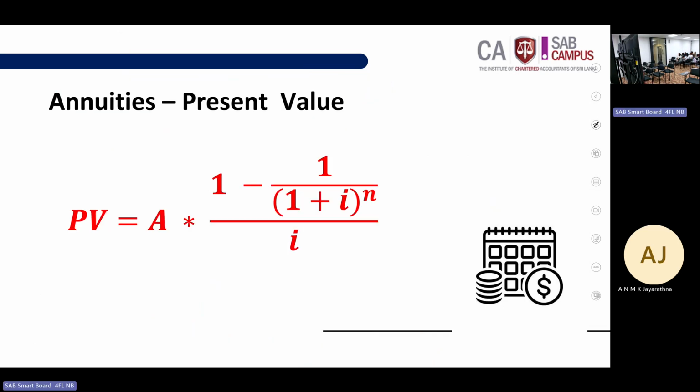Right. So now we'll move to the next part, calculating the present value of this annuity. Right? If you deposit 70,000 for 10 years, for 20 years, or if you deposit 50,000 for 50 years, 70 years, 100 years, what would be the present value of this? Right? How can we calculate again? Annuity value is there. Annuity multiplied by 1 minus 1 divided by 1 plus r to the power n, divided by r.